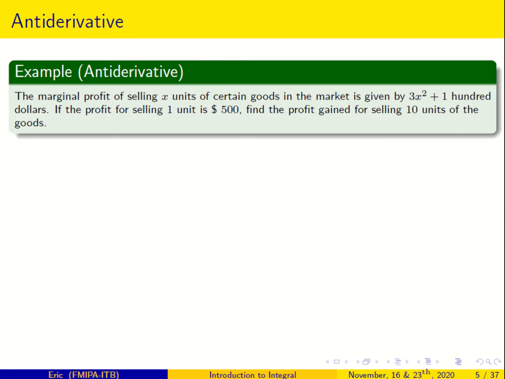This is an example of antiderivative. The marginal profit of selling x units of certain goods in the market is given by 2x plus 1, in $100 per unit. If the profit for selling 1 unit is $500, find the profit gained for selling 10 units of the goods.